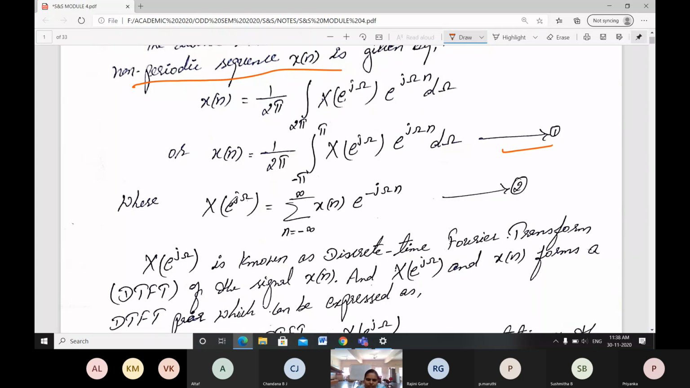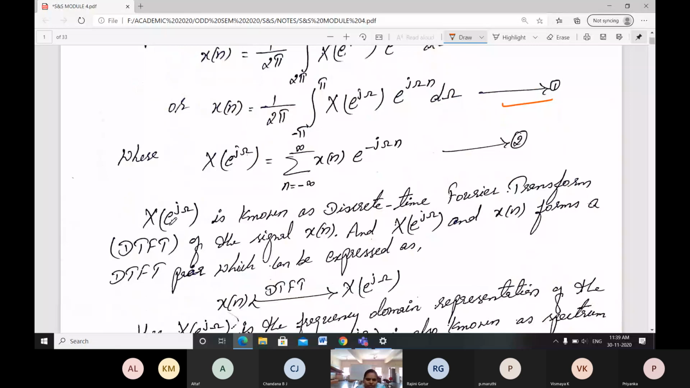Then X of e raised to j omega is equal to summation n varying from minus infinity to plus infinity x of n e raised to minus j omega n, where X of e raised to j omega is known as the discrete time Fourier transform, that is DTFT, of the signal x of n, and X of e raised to j omega and x of n form a DTFT pair.